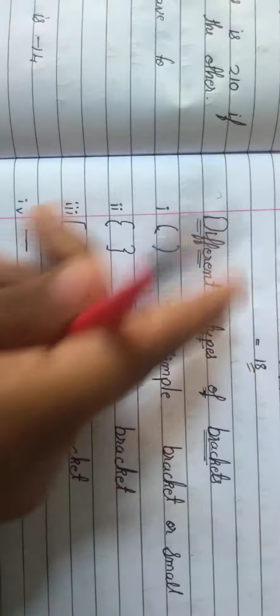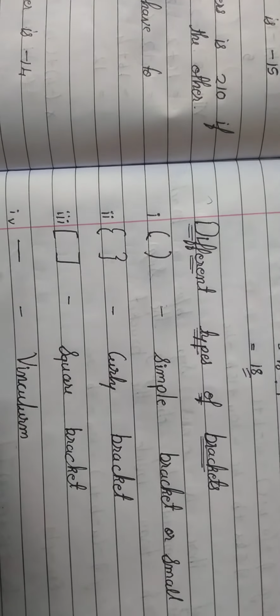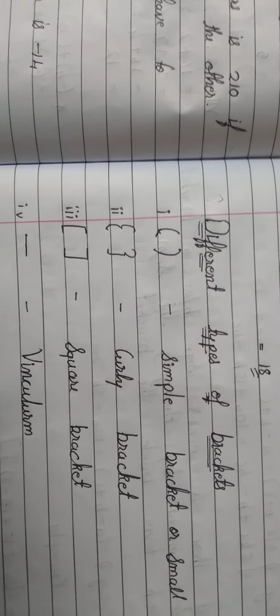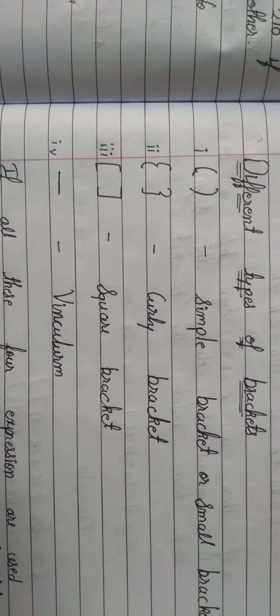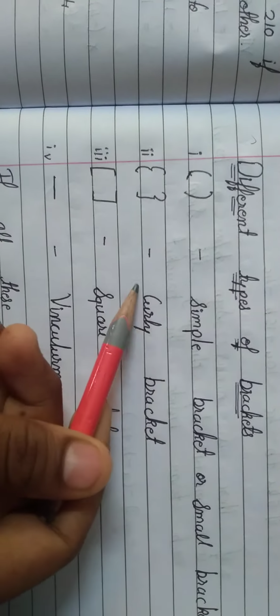So how you're going to do it is, the first thing you're going to solve is the vinculum. After the vinculum, you're going to solve the simple bracket, and then the curly bracket, and then the square bracket. So these are the steps we are going to follow.